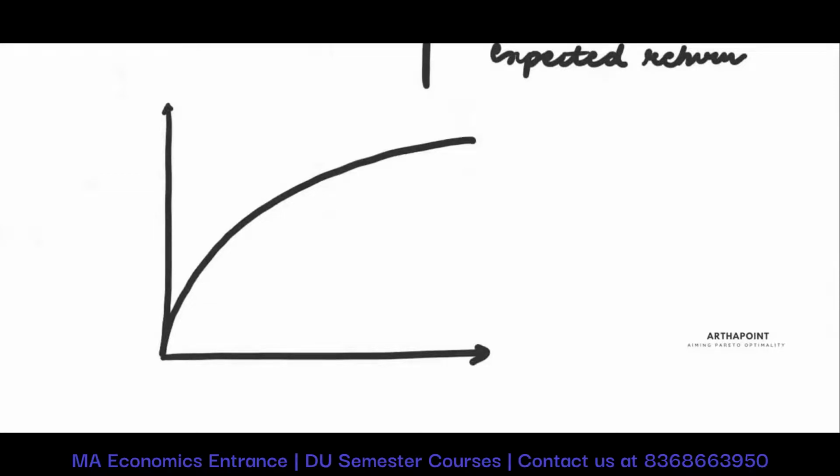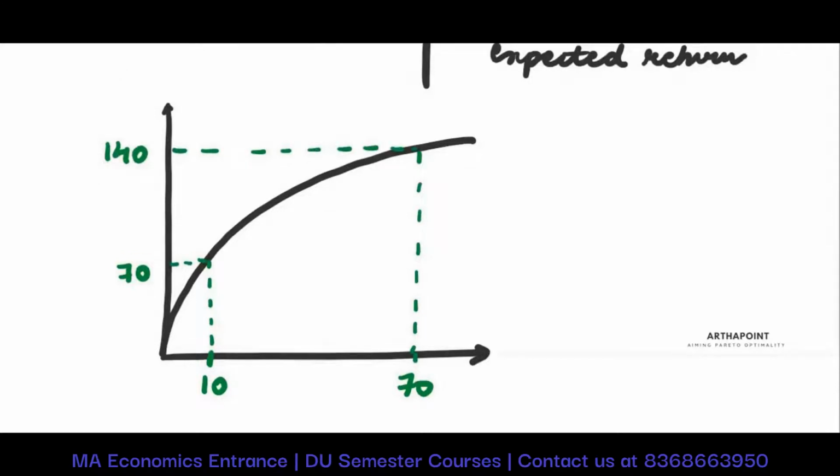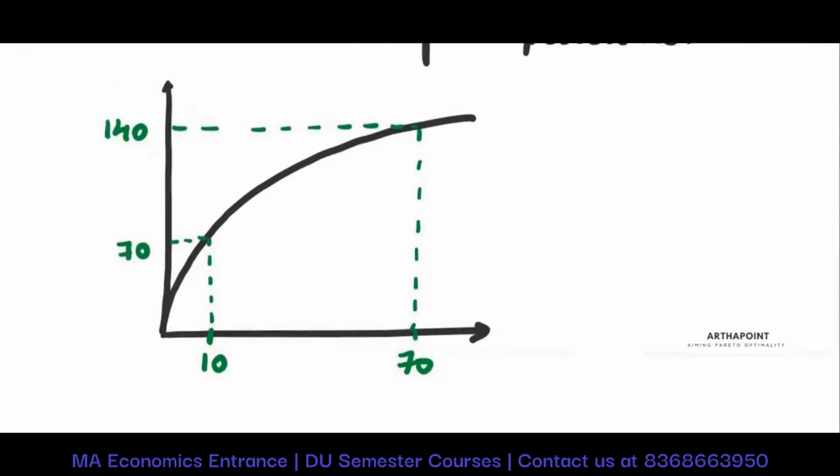And how do I show this? Let's say that I take 10 here. His utility from 10 is, suppose, 70. And I take 70 here. His utility from 70 is, let's say, 140. And now what I'm going to do is join these two points by a line segment.